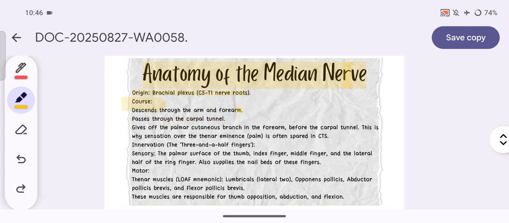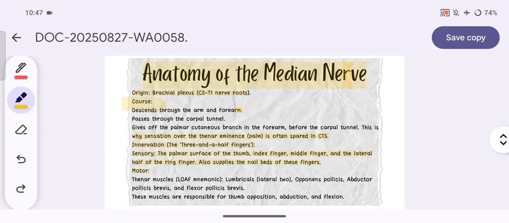and passes through the carpal tunnel. It gives off the palmar cutaneous branch in the forearm before the carpal tunnel. This is why sensation over the thenar eminence of the palm is often spared in carpal tunnel syndrome. Now, the course: it descends through the arm and the forearm, passes through the carpal tunnel, and gives off the palmar cutaneous branch before the carpal tunnel, which is why sensation over the thenar eminence is often spared.